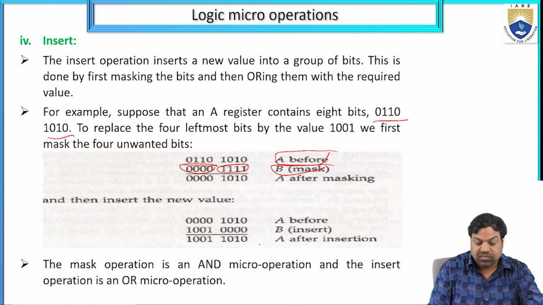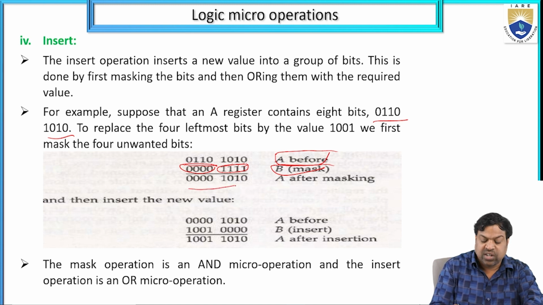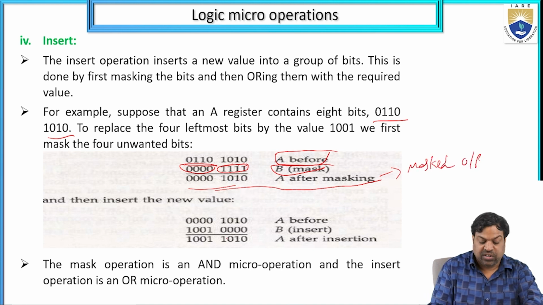So first I have to go for the AND operation. Okay. So AND means 0 into 1, 0, 1 into 1, 1, 0 into 1, 0, 1 into 1, 1. Here 0 into 0, 0, 1 into 0, 0, 1 into 0, 0, 0 into 0, 0. So it is the mask output. This is called the masked output, not the insert value. After getting the masked value, what is the masked value? 0, 0, 0, 0, 1, 0, 1, 0.